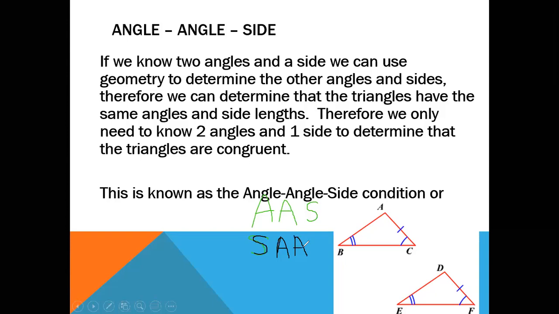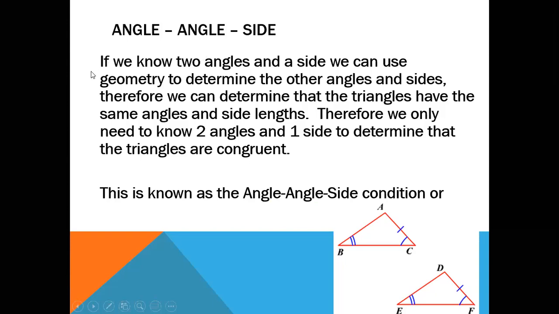Either answer is correct. But basically, notice the two angles are next to each other. So I have angle. Then if I follow along, I have another angle. And then I have a side. So if I go in order, angle, angle, side. Or you're allowed to start here, side, angle, angle. But you have to follow along the outside of the triangle. All right, so two angles and a side is angle, angle, side.